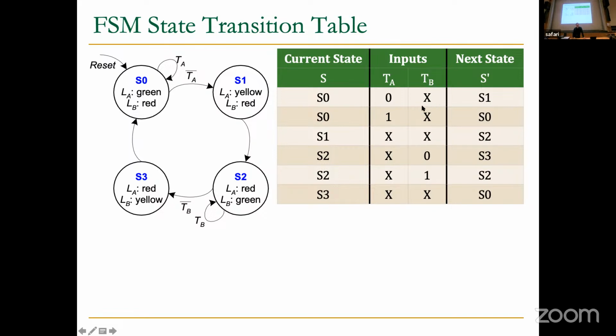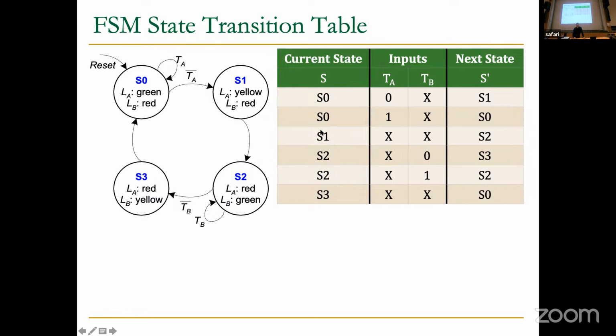I don't care what the traffic sensor on Avenue B is in state 0, because you can see that TB doesn't determine anything, any transition from state 0. If the current state is at state 0 and there's traffic on Avenue A, it doesn't matter what traffic sensor on Avenue B is, the next state is still S0.